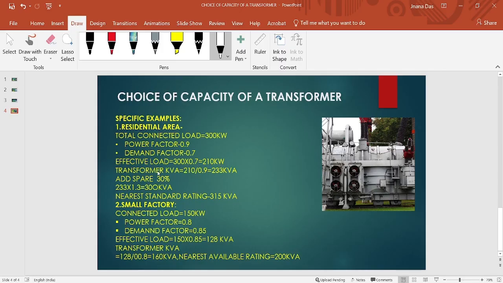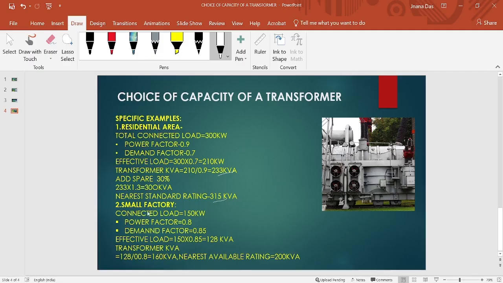To find out the transformer kVA, we divide this 210 kilowatt by the power factor 0.9. This will come out to be 233 kVA. Adding a spare of 30% extra capacity for future expansion, it will come out 233 into 1.3. This becomes 300 kVA. So the nearest standard rating transformer available in the market is 315 kVA.